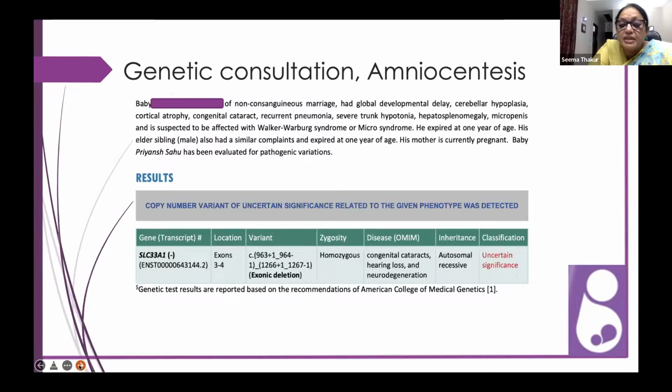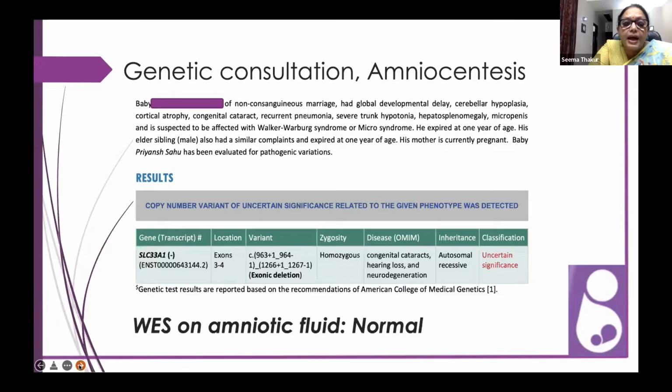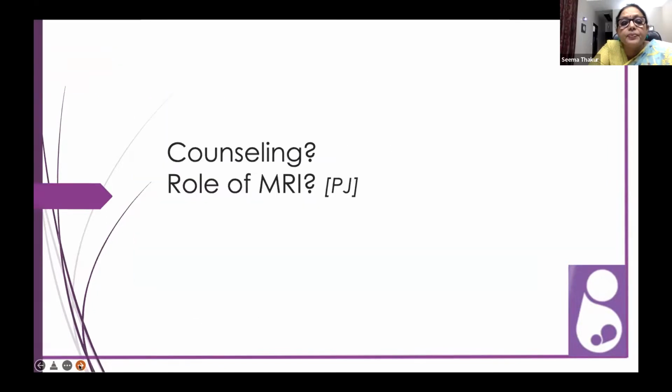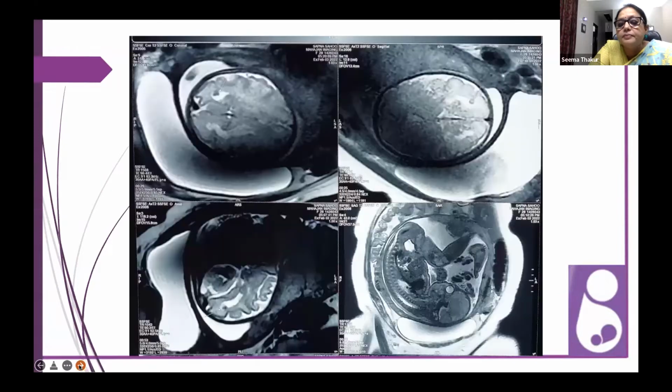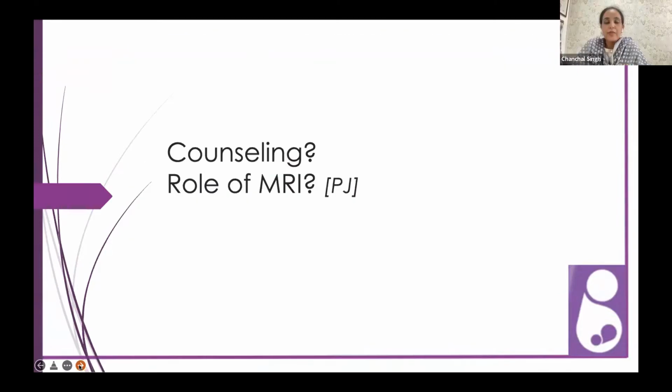So the fetal testing was done, and the fetal testing was entirely normal. And so after that, I think Dr. Chanchal has the history. So now, as we've already discussed, MRI we would want to do.